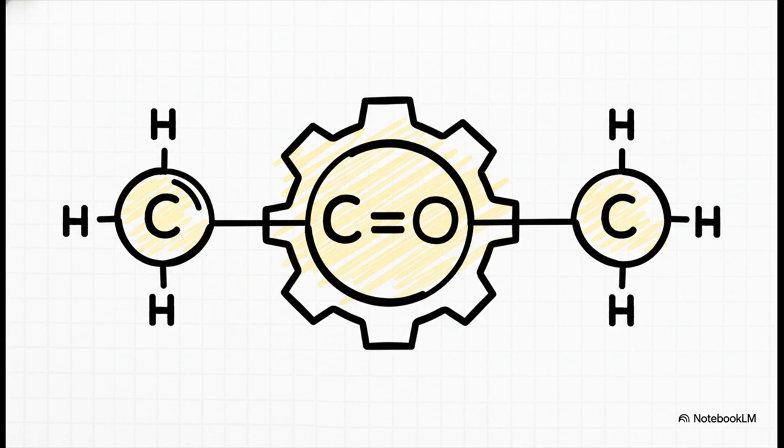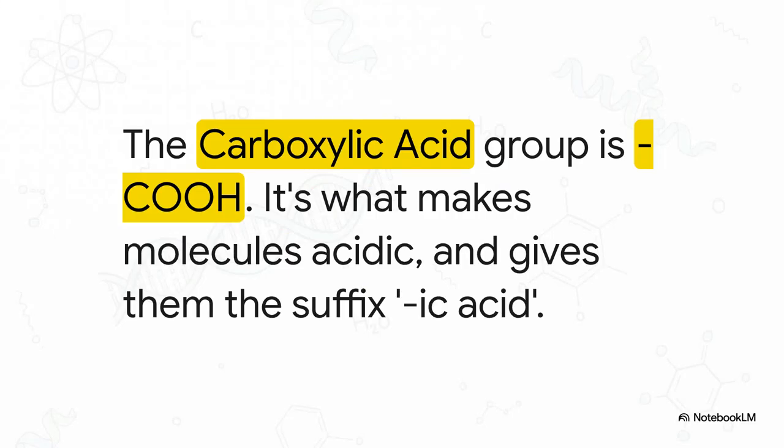Next up, the ketone. Its key feature is a carbon atom that's double bonded to an oxygen. We call that a carbonyl group. This little feature is incredibly important in biology and industry, and it gives molecules the "one" suffix in their names. And finally, for our quick tour, we have the carboxylic acid group, or COOH. It's kind of like a carbonyl and an alcohol group sharing the same carbon. And as you can probably guess from the name, this is the functional group that makes things acidic. It's literally what puts the acid in acetic acid, which is just vinegar.